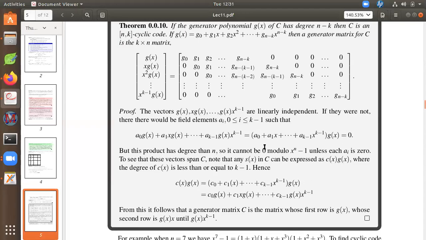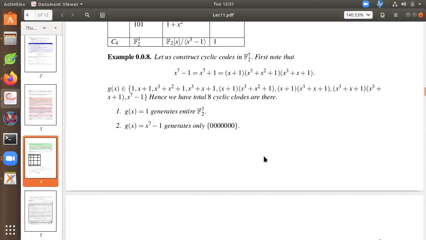Now, these vectors also span the code C. That is another thing. So they are linearly independent, which we have proved. Now why do they span? You take S of x in C, so this can be expressed as C of x into G of x. We proved that every code word is divisible by G of x here.